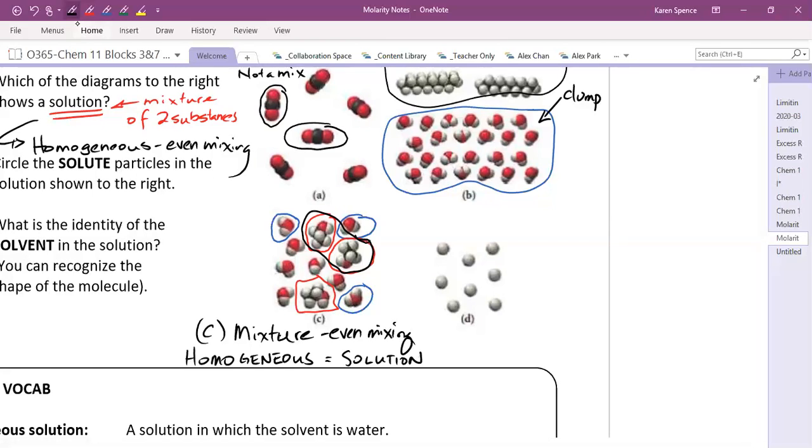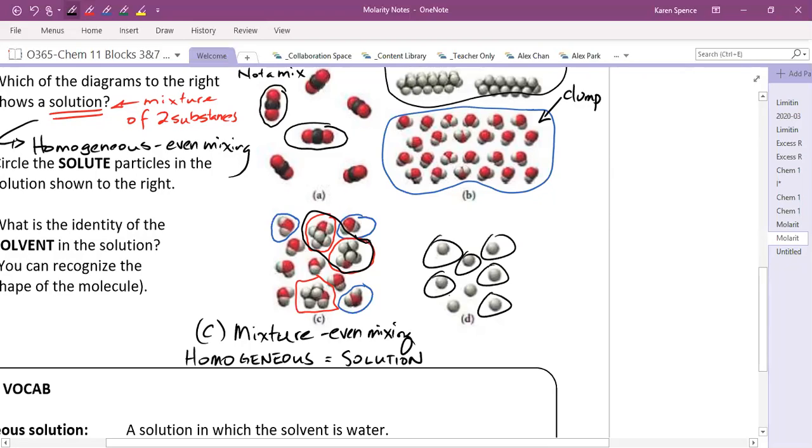And then finally, if we look at D, we see that every particle is exactly the same as every other particle. So D is not a mixture, it is a pure substance.